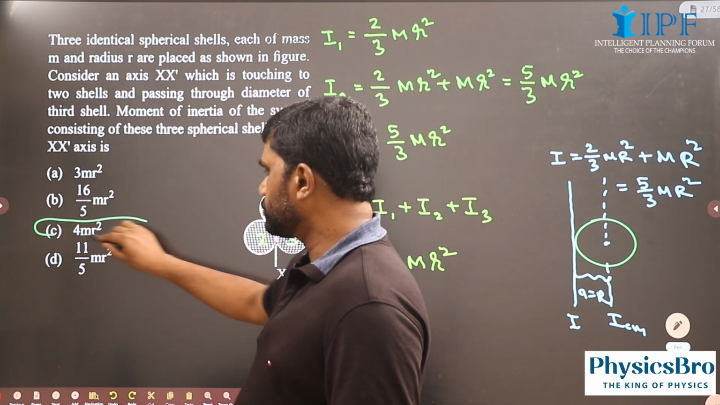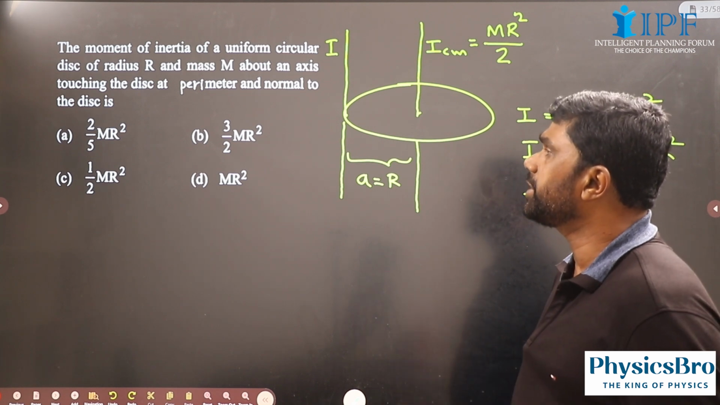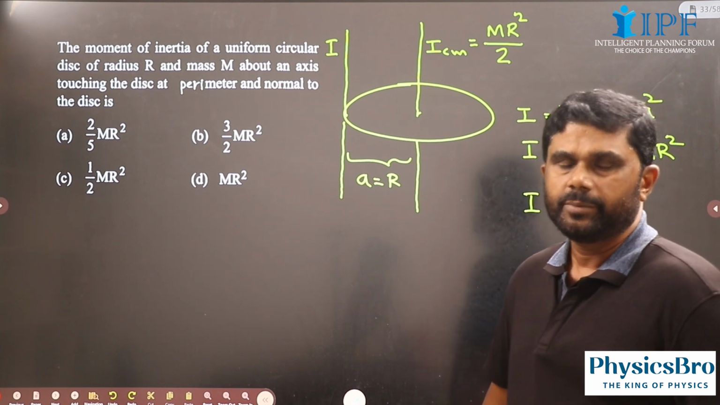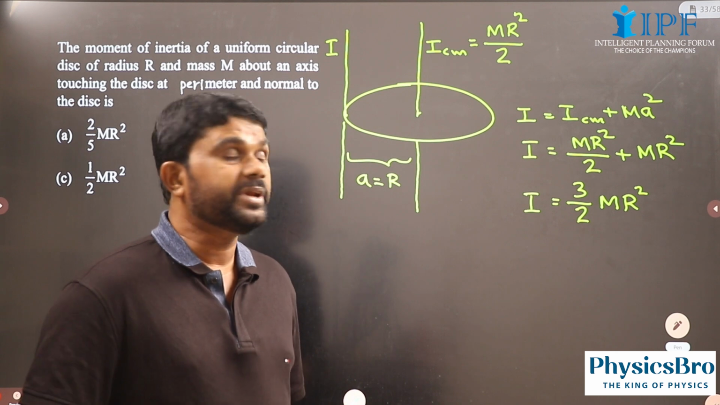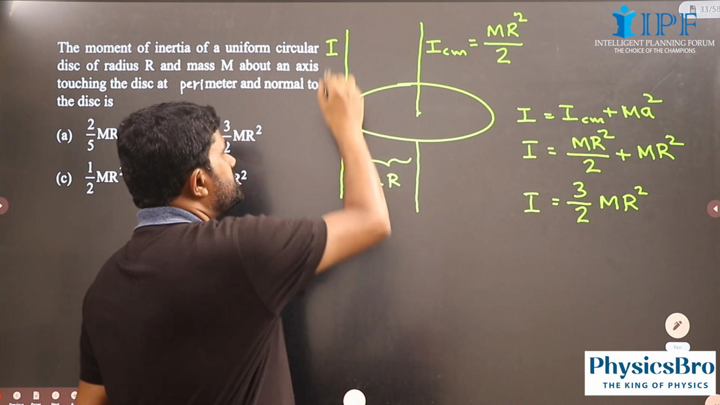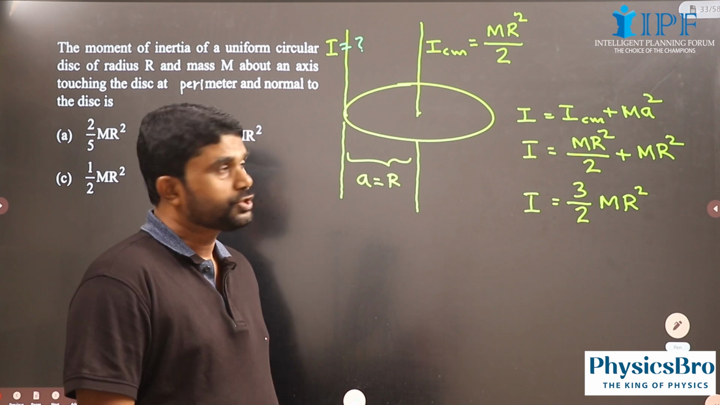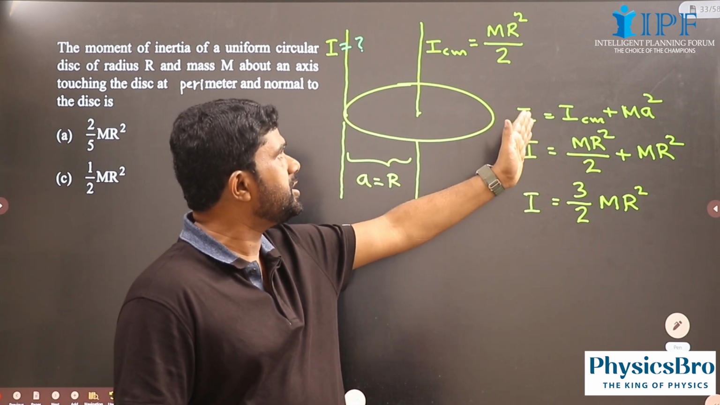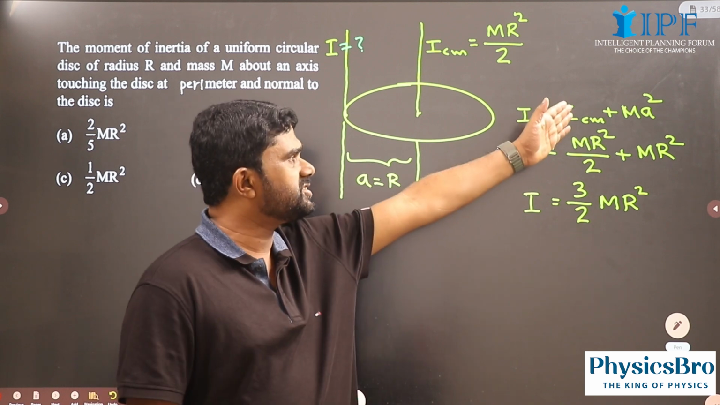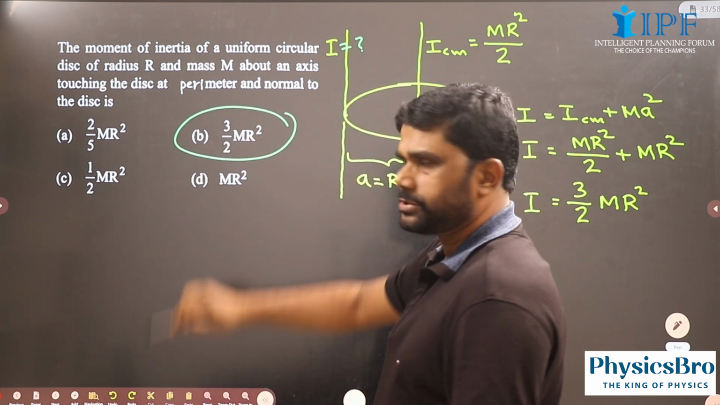4 mr². The moment of inertia of a thin uniform circular disk of radius r and mass m about an axis touching the disk at the perimeter and normal to the disk, means passing through the rim and perpendicular to its plane. This is an axis passing through the center of mass and this is a parallel axis. This moment of inertia we have to find out. So we use the parallel axis theorem, I equal to I_cm plus ma². As this is a thin uniform circular disc, I_cm is mr²/2. So it will be 3/2 mr².